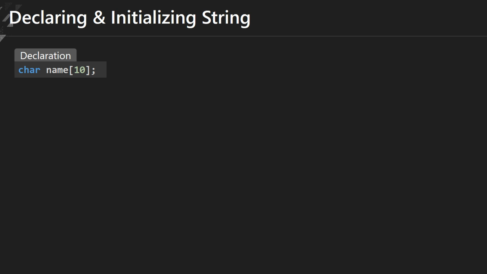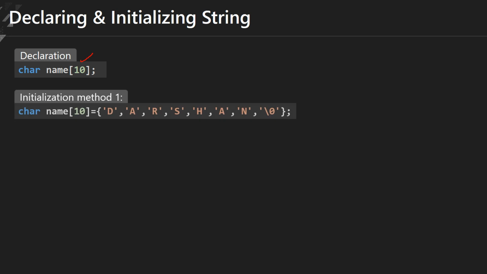Now what is the syntax? The syntax of the declaration is char name. Even though it is a string you have declared, you can declare it like this: char name of size, you have to pick, that is 10. How do you initialize the values in a character array?